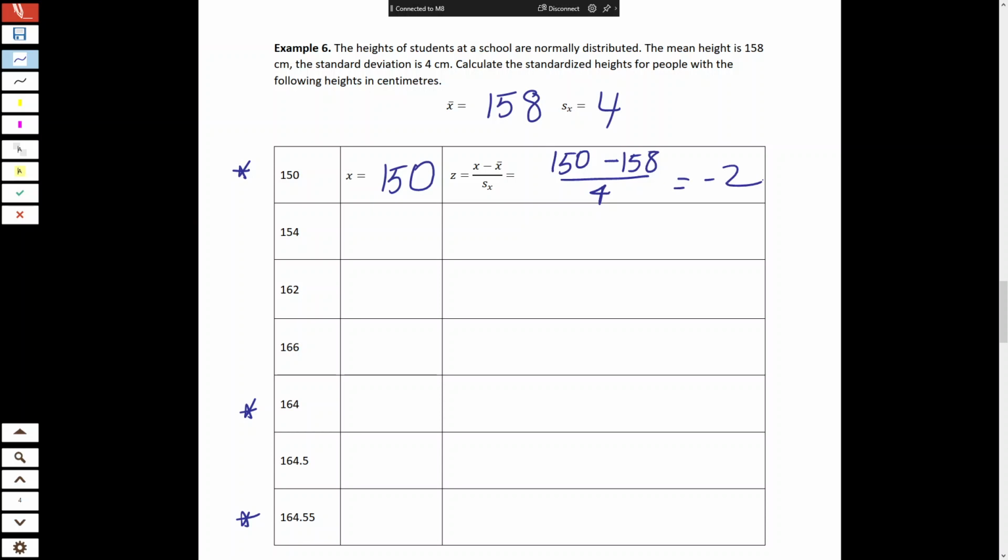But let's think about this. How many standard deviations is 150 away from 158? 2. And 2 times 4 is 8. And it's below 158, so I'm expecting a negative number. Okay? When you do this calculation, it should make sense.